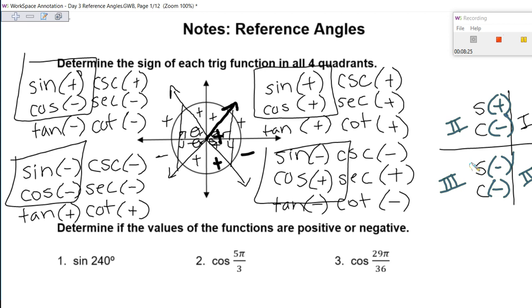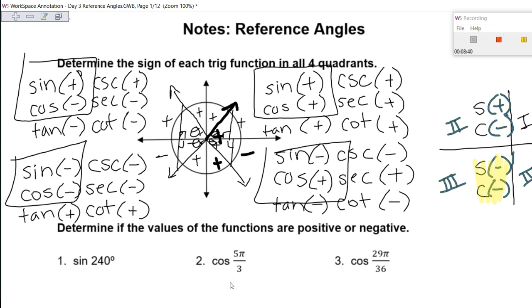Now, there's some similarities diagonally that I want you to look at. So let's take a look first at quadrants 1 and 3. What do you notice on that diagonal? Yeah, notice in quadrant 1 they have the same sign. So they're both positive in quadrant 1. They're both negative in quadrant 3.